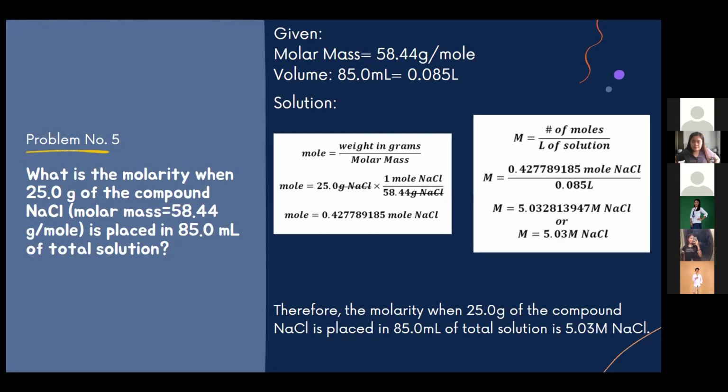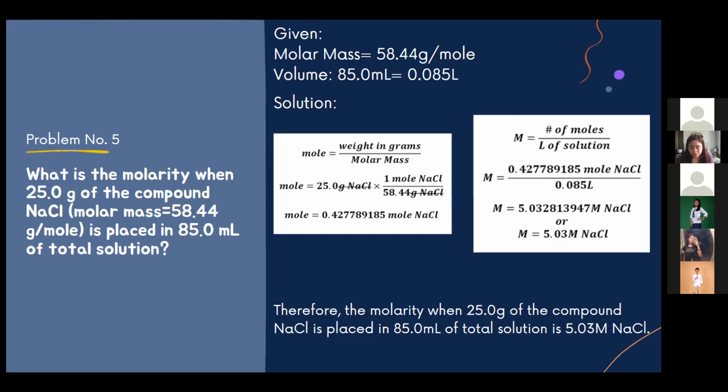Or if you're going to convert, I mean, in two decimal places, which will give us 5.03 molar. Okay. We call it molar. The expression of concentration is called molarity, but when it is a unit, capital letter M, we call it molar.